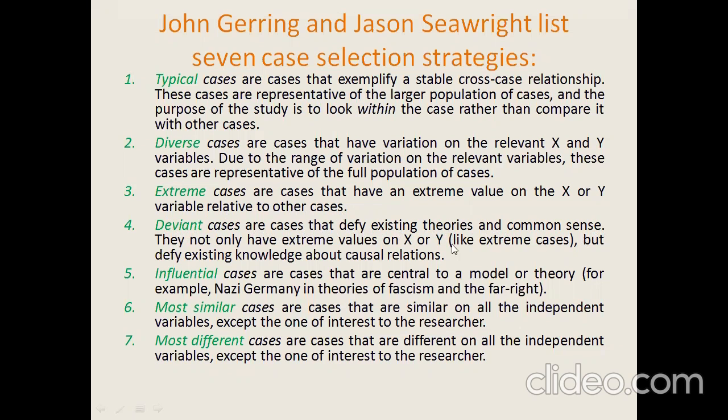These are cases that defy existing theories and common sense. We need to understand the common sense behind that. They don't only have extreme values on x and y, like the extreme case, but defy existing knowledge about the causal relations. Influential cases are cases that are central to the model or theory, for example, Nazi Germany in theories of fascism and the far right.